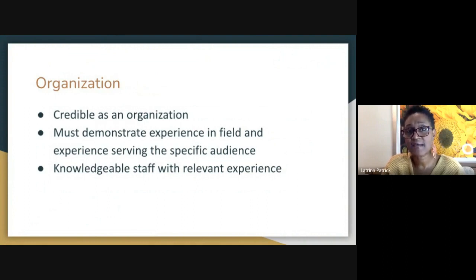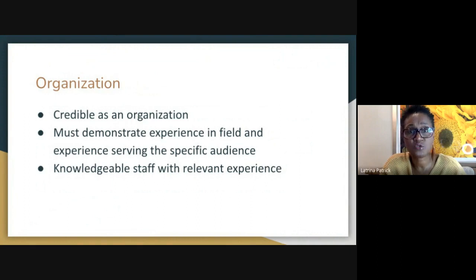And then you also need to have the credibility from the funder or the donor, because they need to know too that your organization is legit and that they can trust you to do what it is that you're saying you're doing. And so you have to be able to demonstrate an expertise in the field and experience serving the specific audience.